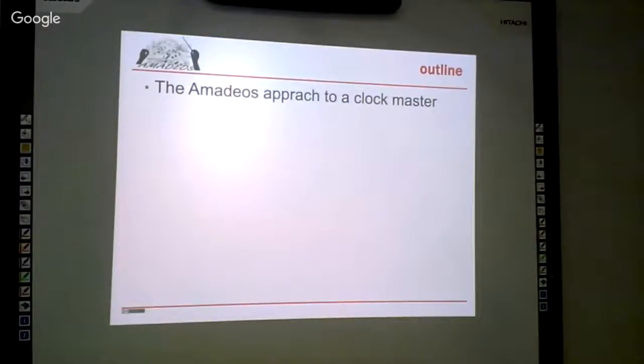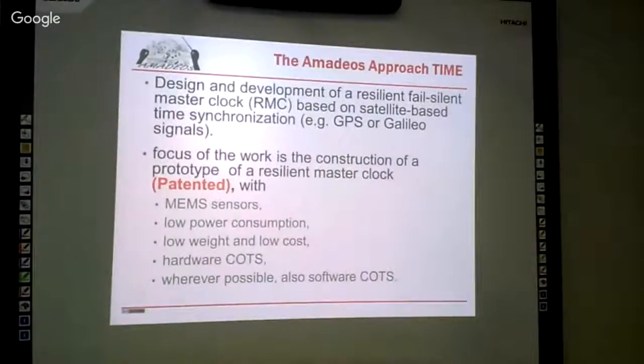time in Amadeus. After all this theoretical reasoning, we wanted to design and develop a resilient fail-silent master clock, which is based on satellite-based time synchronization, and we built a prototype, which has been patented, of a resilient master clock, which is really able to act as a local clock in a system of systems in which we are going to implement a reasonable global time base, with all the measures for keeping it close to the real time and so on.